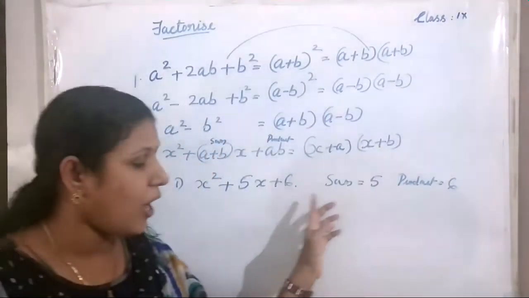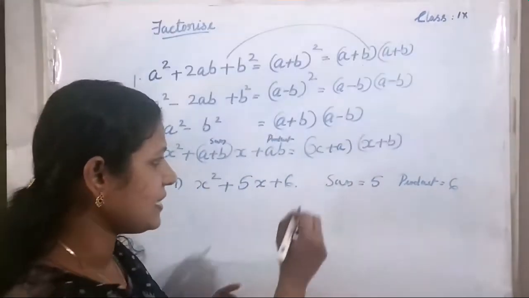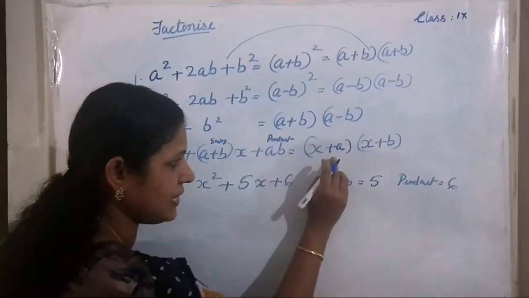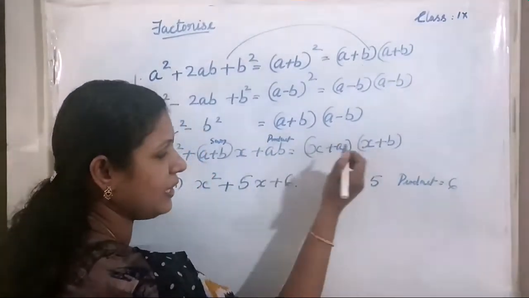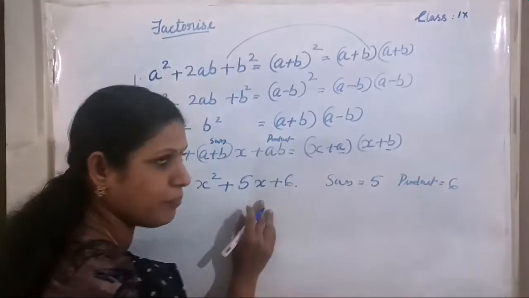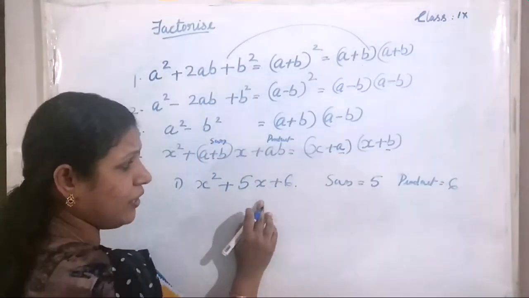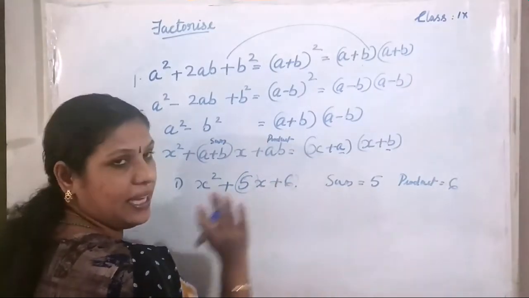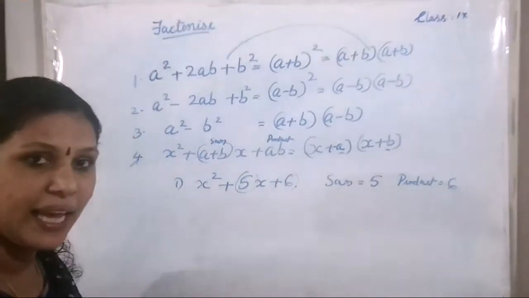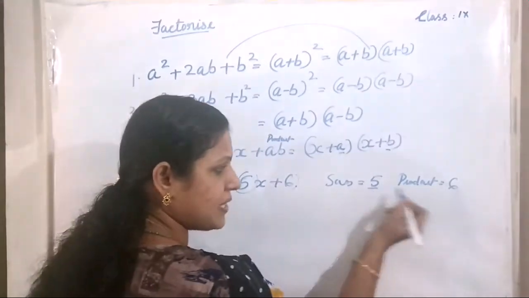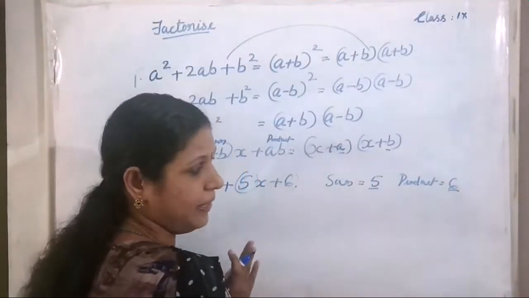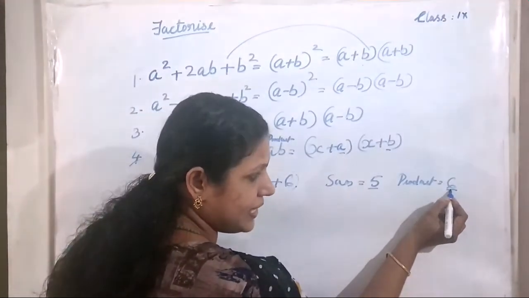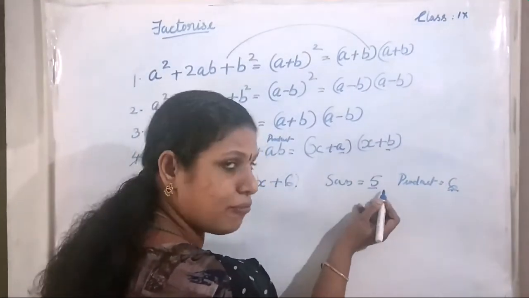The next step is how to find the numbers. That means x square plus (a plus b)x plus ab is (x plus a)(x plus b). We need a and b from here. From these numbers we can find a and b. That means we have the product 6 and the sum 5.